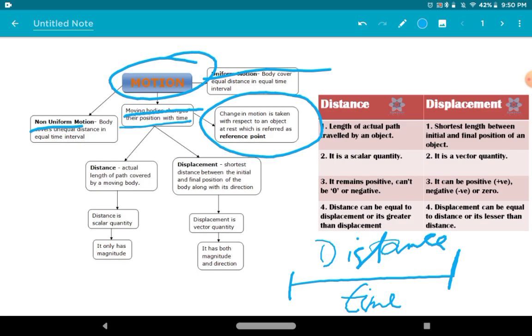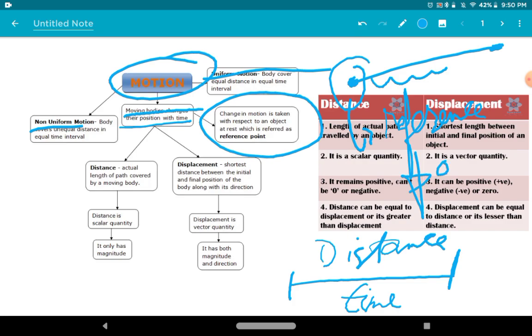Like अगर यहाँ से from a tree to my house a man is walking, in between, so I will take the tree as the reference point. The tree is the reference point.